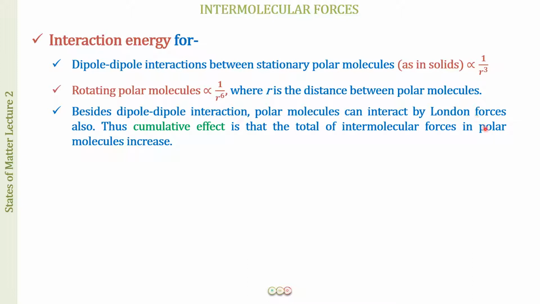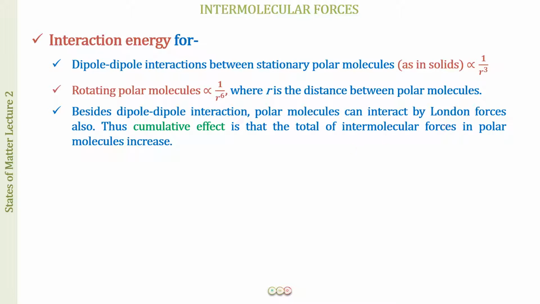So in the case of polar molecules, the intermolecular forces are going to be strong. They are not going to be as strong as the covalent bonds or the ionic bonds, but definitely they are going to be strong because of the cumulative effect of two forces.